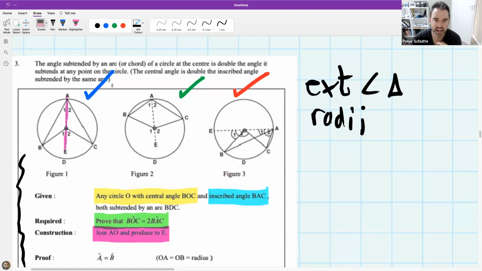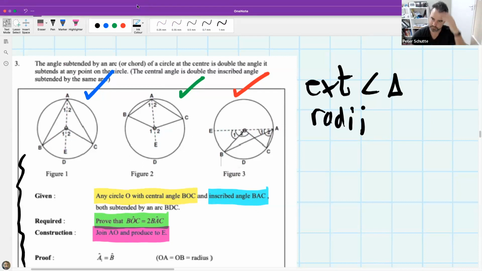If you look at the other figures, even though they look different, you just need to make a construction, and here you need to make a construction as well. So that's your first bit of learning work. Give me a thumbs up if you know how to make the construction.